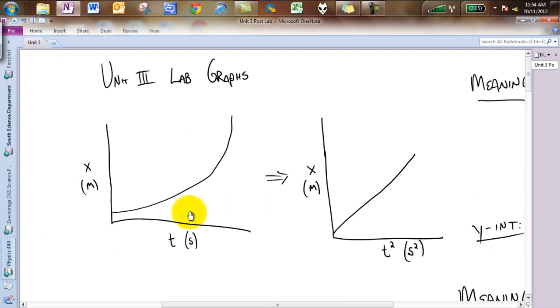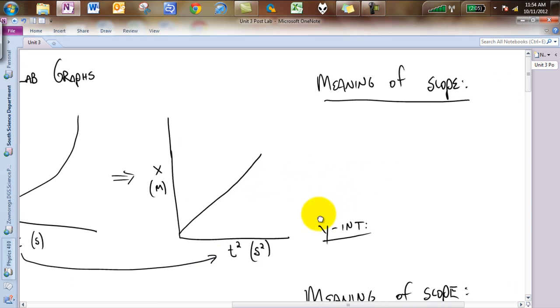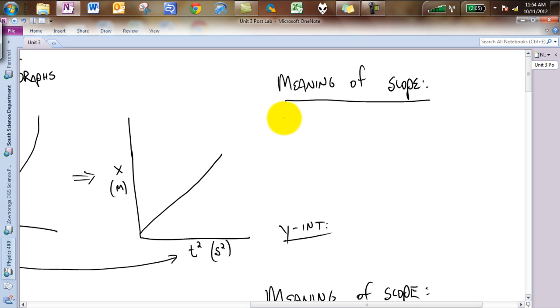We have the x versus t graph, and you notice that this is not a straight line. It was a curved graph, so what we had to do was modify it, and take t and square it. So you get t squared. Keep in mind when you square a variable, the units also get squared. So when I look at the meaning of the slope, first off, I think about the units of the slope. So I guess that should be slope units.